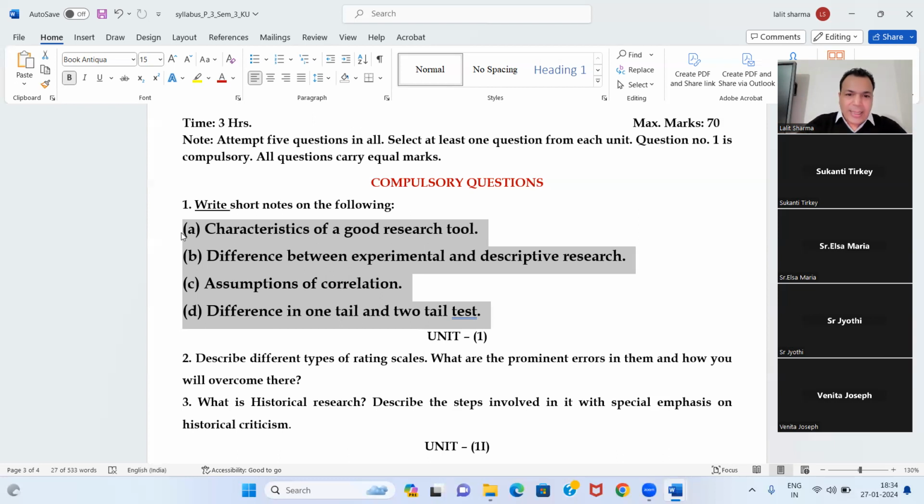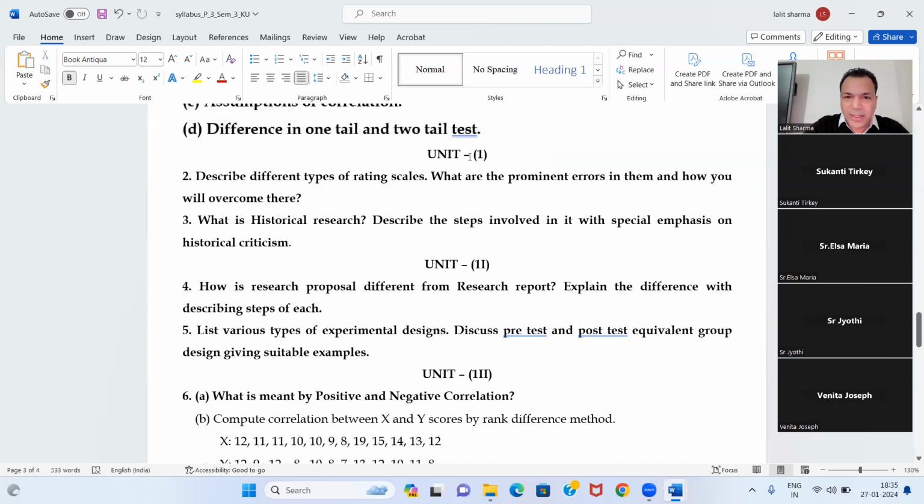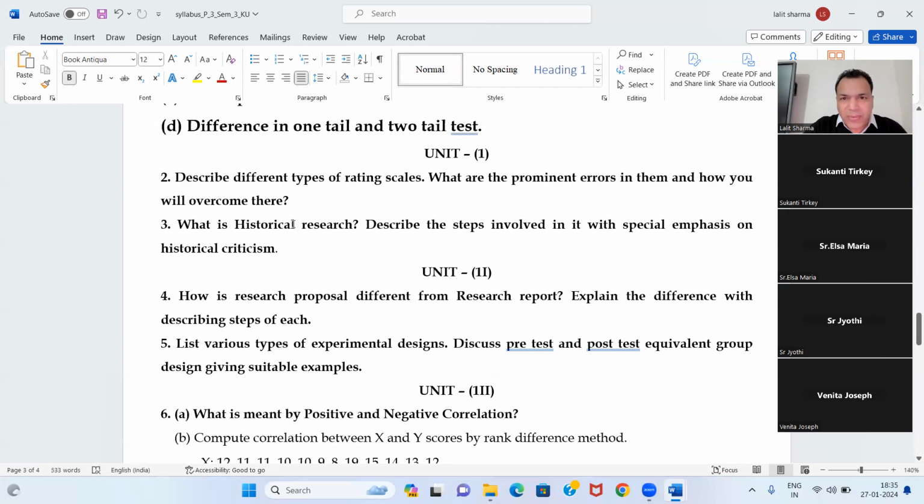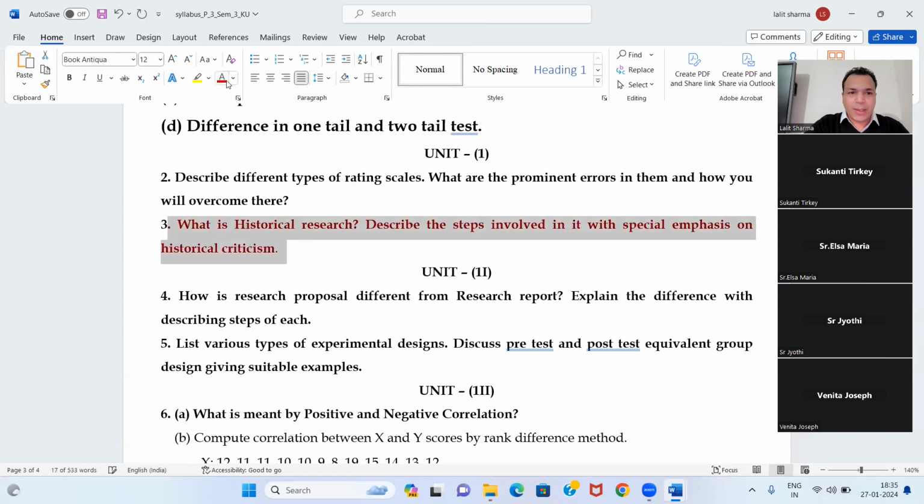Okay, guys. And the difference between one-tail test and two-tail test came last, in the 7th. So first is Unit 1. The question is: describe different types of rating scales, what are the prominent errors in them and how you will overcome them. Third question is historical research: describe the steps involved in it, with special emphasis on historical criticism.